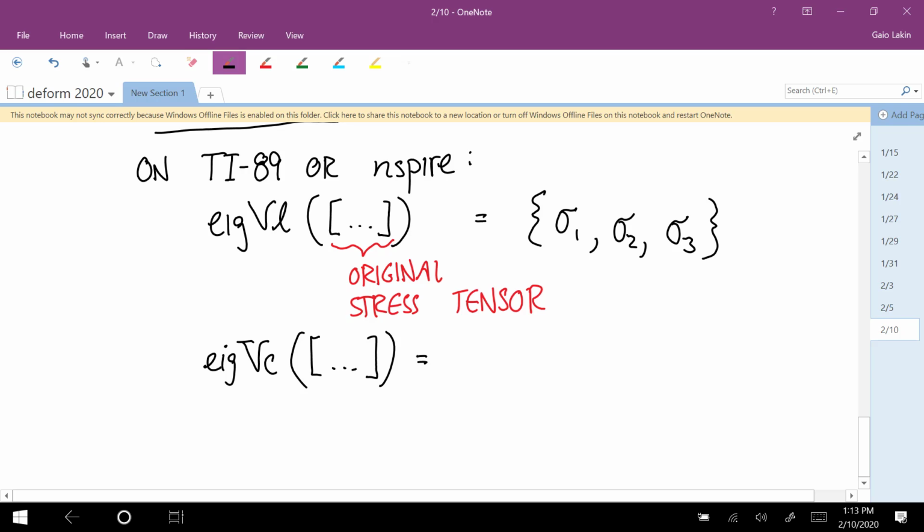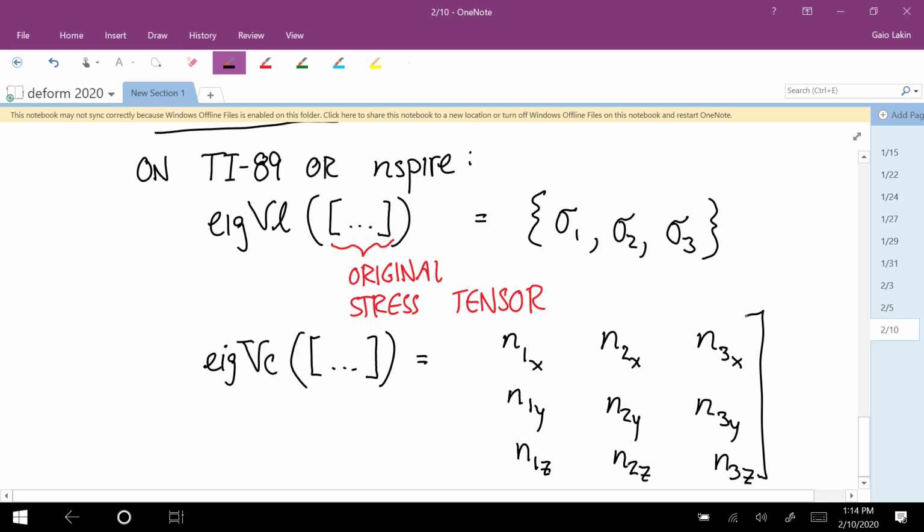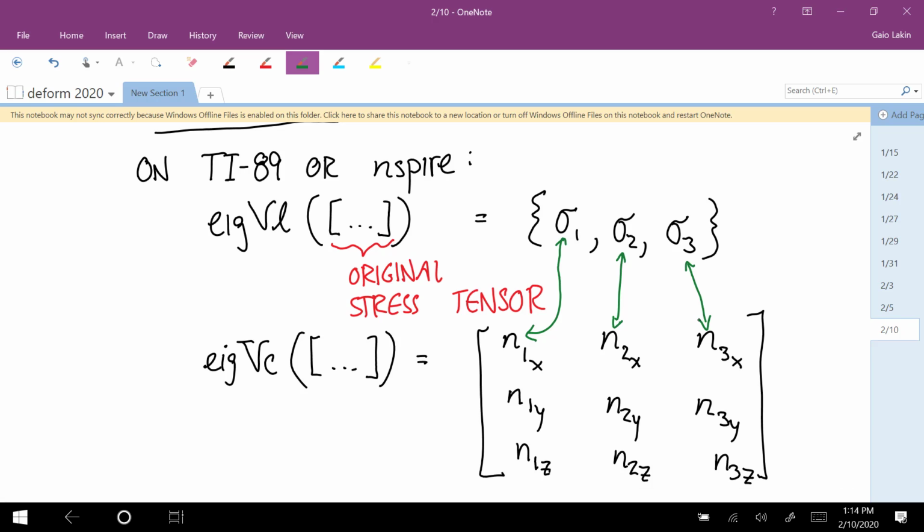it gives you a matrix that's like N1x, N1y, N1z. That's the first eigenvector that corresponds to this one. Then N2x, N2y, N2z. That corresponds to sigma 2. And N3x, N3y, N3z. And that corresponds to sigma 3, so these two correspond, these two correspond, and these two correspond. The lambda? VL gives you the magnitude.